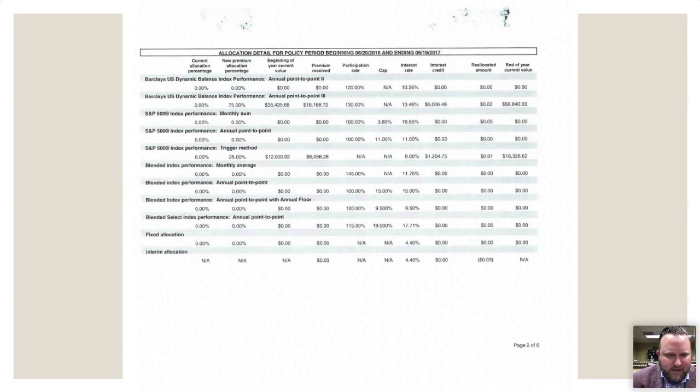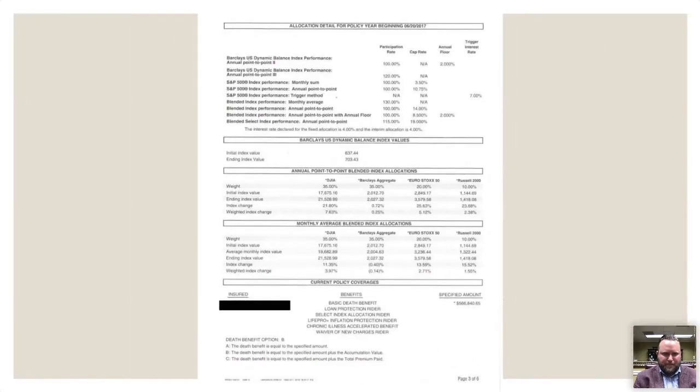So this one on the second column, we changed it where 75% of it is going to the U.S. Barclays Dynamic point-to-point, and 25% will be the S&P 500 trigger method. That means if it's flat or positive, this one will give you an 8% interest credit, even if the index was only up 1%. So I won't get too much into that, but we can change these allocations every year, and they're available to you. Sometimes they add new ones, and we can look at that as well if it makes sense for you.